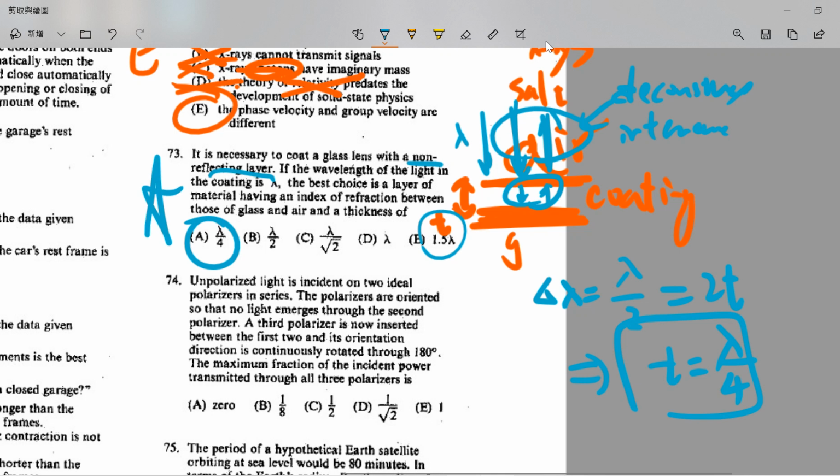Basically, to prove this, you need to assume that these two are in the same phase. So you need to assume that the index of the glass is larger than the index of the coating and the index of air, and I think it's reasonable.